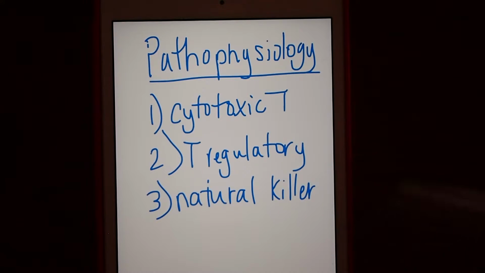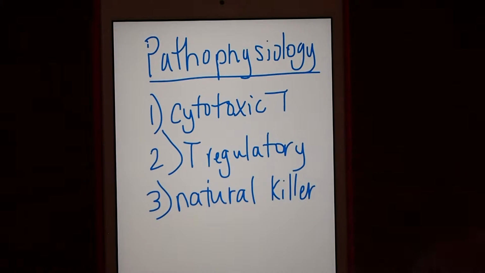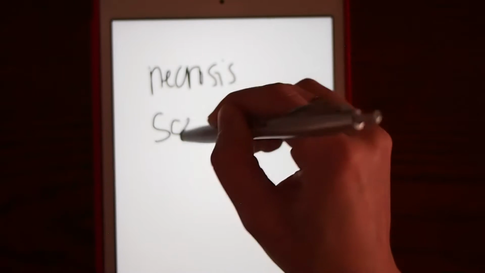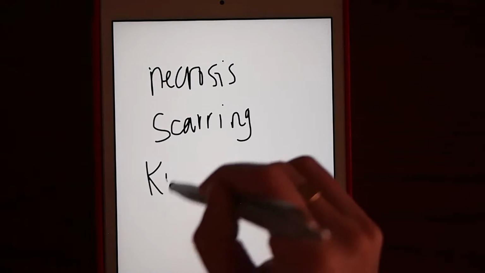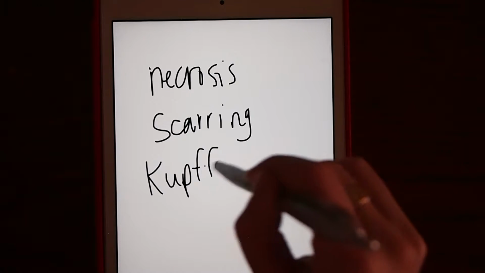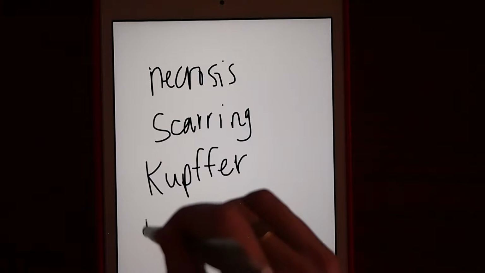All of these cell-mediated immune mechanisms cause problems to the cells of the liver, including necrosis, scarring, Kupffer cell hyperplasia, and mononuclear phagocytes.